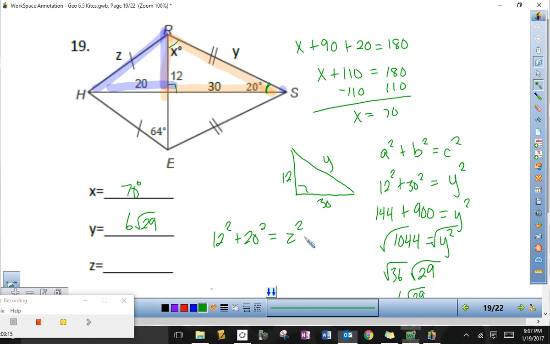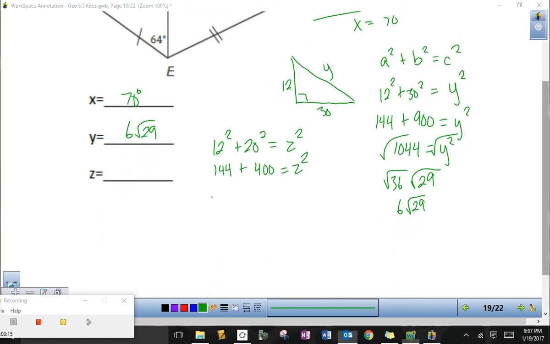Again, I've got 12 squared, so 144. 20 squared is 2 squared times 100. So 2 squared is 4. That should be 400. And then I just have to add those together to get z squared. So we should get 544 there equals z squared. And again, we're taking the square root of that. You've got to look for the biggest perfect square that goes into 544. Pause the video and go find that.